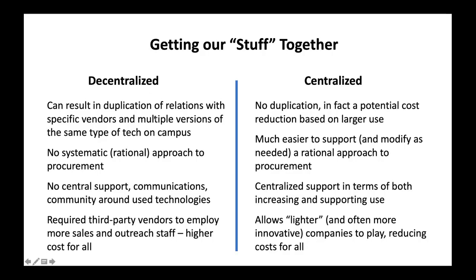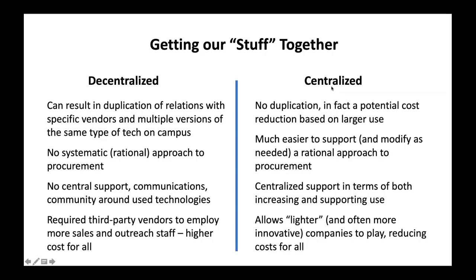You get duplication of relationships. Sometimes the same software is being sold to 4 different departments when it could be central and cheaper that way. No systematic approach to procurement. Everybody's doing their own thing. And critically, probably no central support. If every department is using their own peer assessment system, and there's 4 different peer assessment systems on campus, then every department has to figure out how to support the one they use, etc. So much better if we could do it centralized.